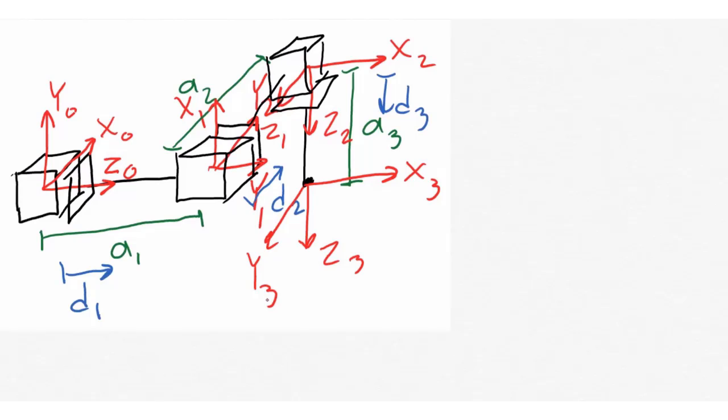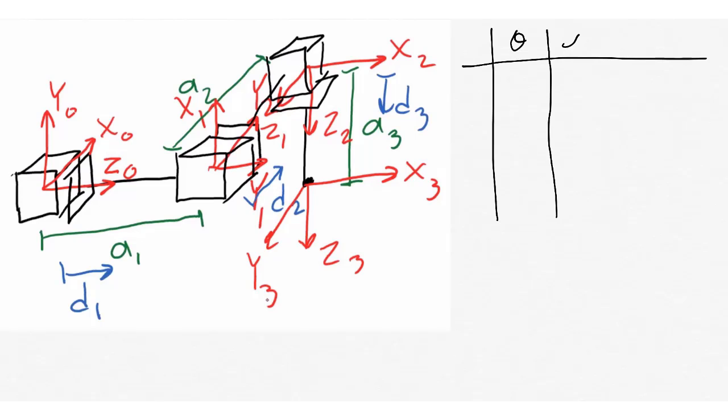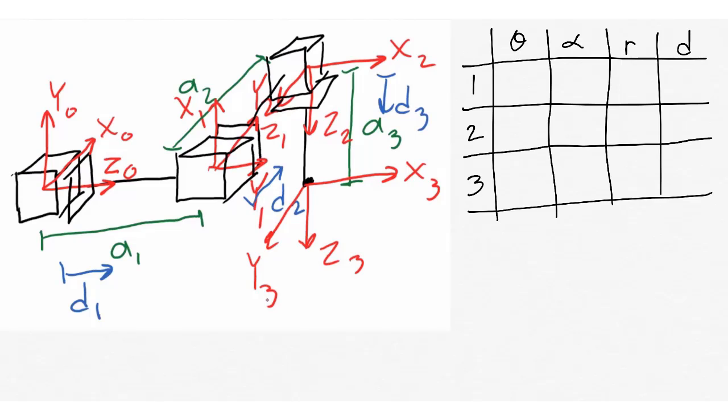Here, I'm starting with the Cartesian manipulator. In my table, I need to have 4 columns. The first 2 columns are for our rotational or angular variables, theta and alpha. And the other 2 columns are for our linear variables, r and d. I need to have 1 fewer row than I have frames, and I have 4 frames here, so I need to have 3 rows.